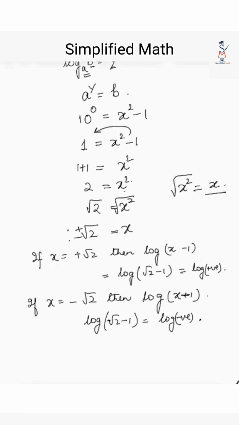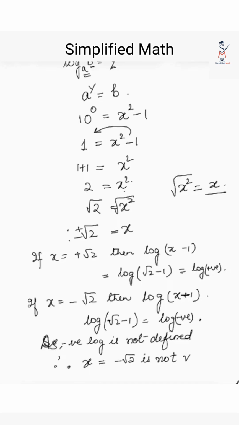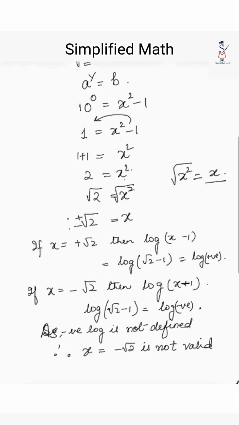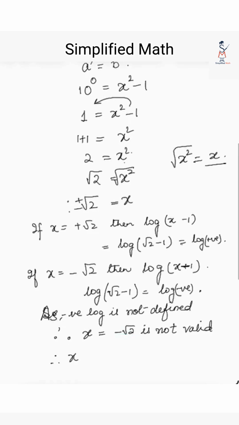Negative log is not defined. What can we write? As the log of a negative number is not defined, therefore x = −root 2 is not valid. What is valid? Therefore x is equal to plus root 2. Minus root 2 is not valid.